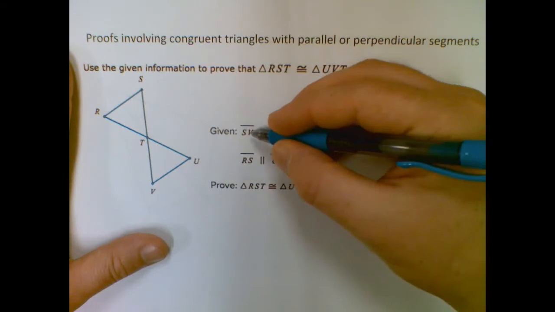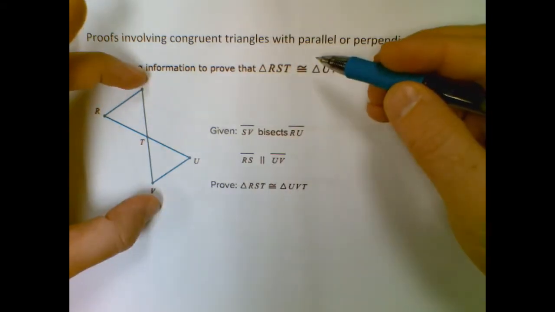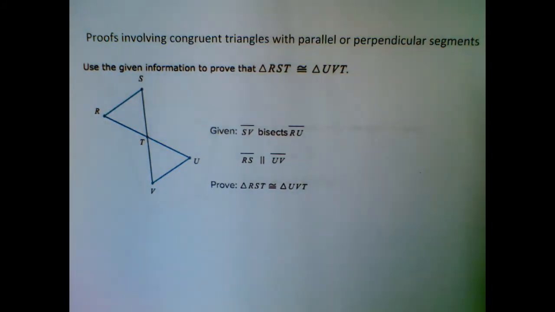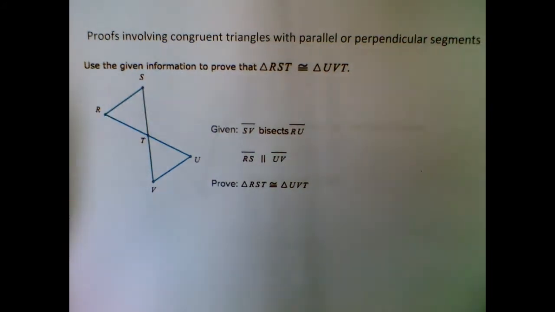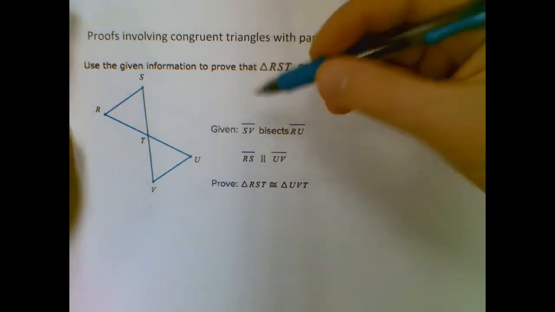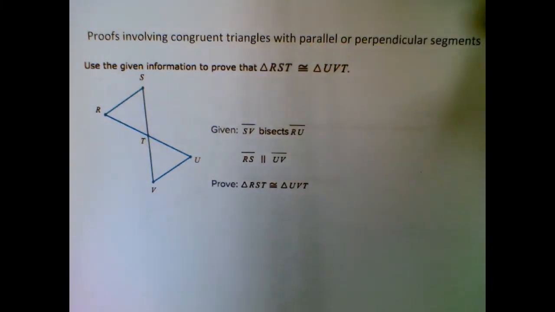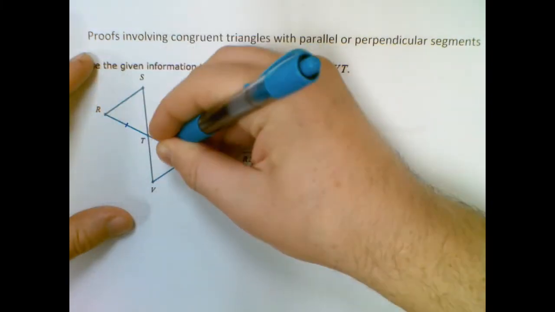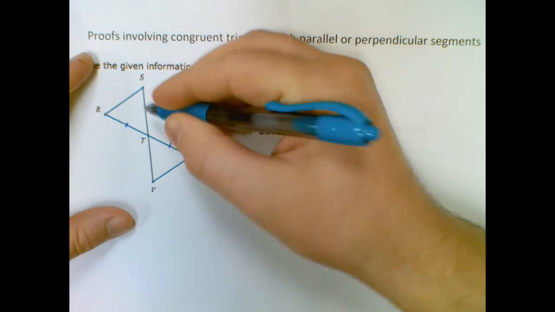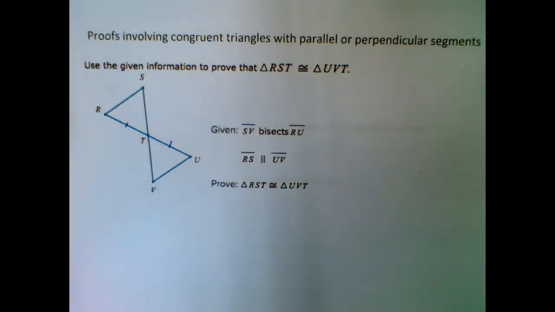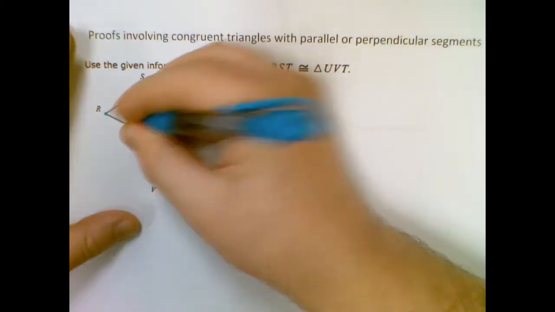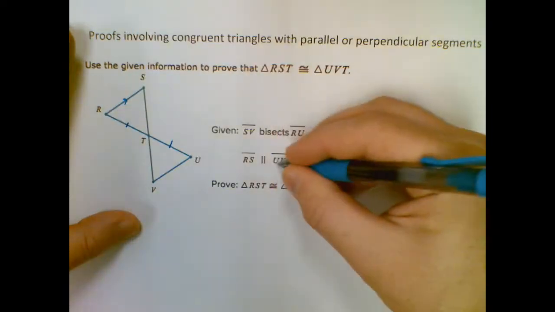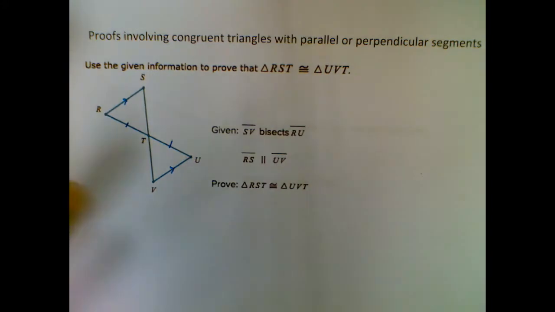So what do I know? I know that SV, this big long line here, bisects RU. Okay, now be careful here. I don't think this one's going to matter too much, but if SV bisects RU, which one's actually split in half is the second one. So that means that this is congruent to this. I don't necessarily know that SV is cut in half, so I want to make sure I'm marking the right stuff. And then I also know that RS is parallel to UV, so these are parallel here.